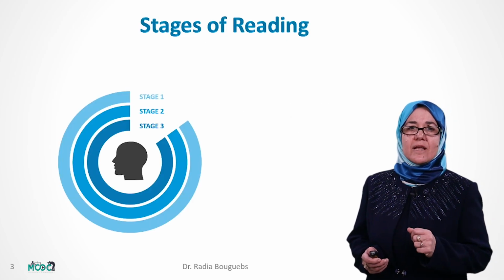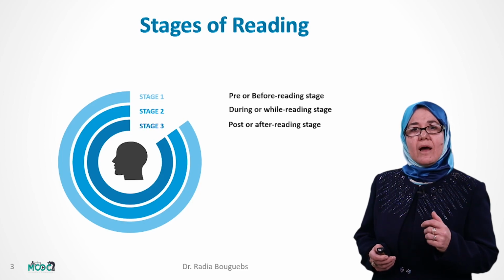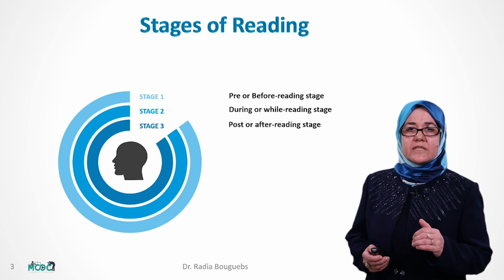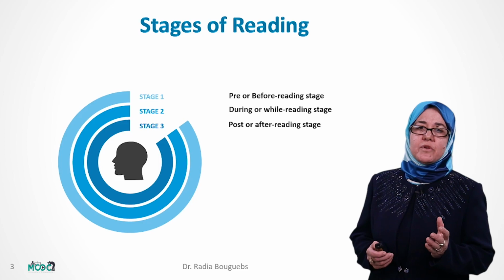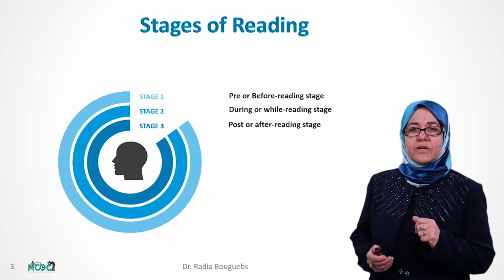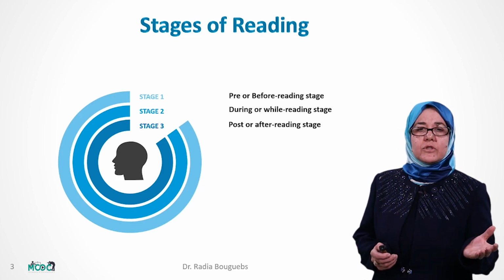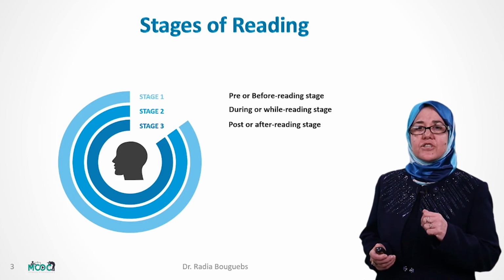Let's start. The stages of reading, as we call them, are three main stages. Stage number one, the pre or the before reading stage. Stage number two, the during and the while reading stage. And stage number three, the post or the after reading stage.